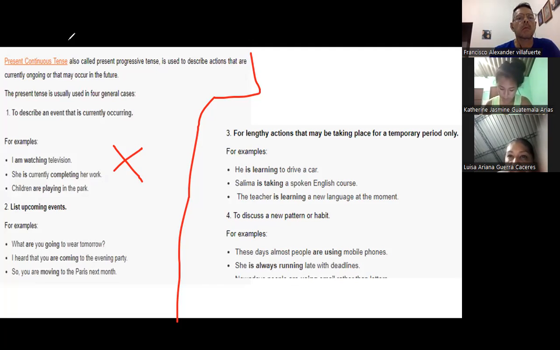For example, hey, I know that you are traveling to Mexico the next week. Yes, I am traveling to Mexico the next week. Oh, yeah, it's going to be a great experience. So you're talking about future activities. The next month, you're graduating from the university. Wow, that is fantastic.